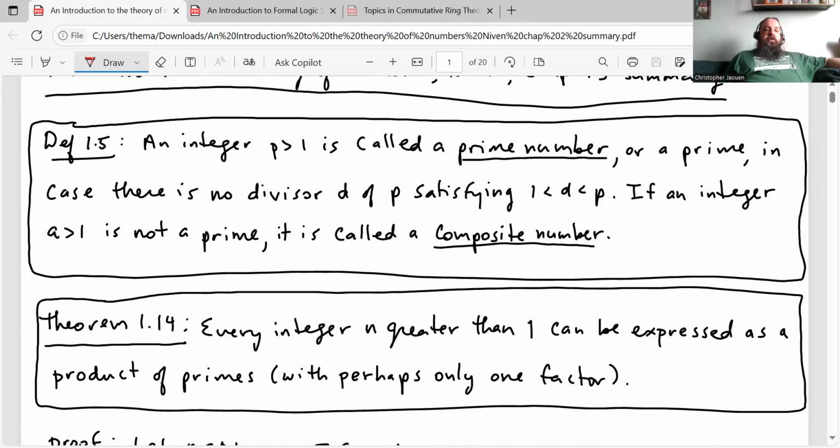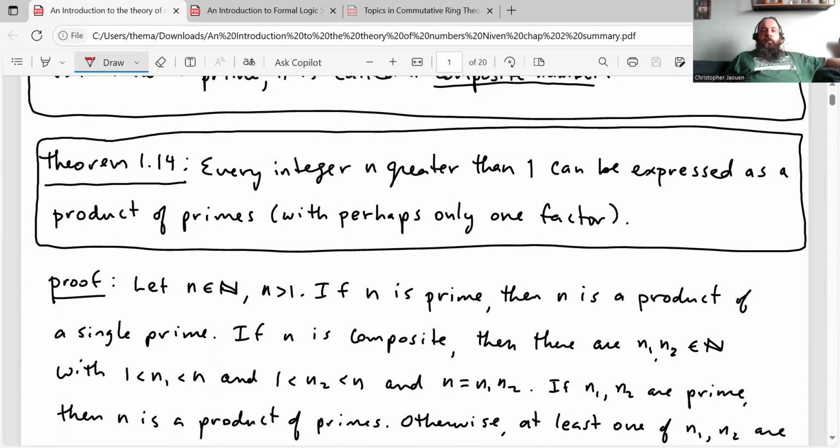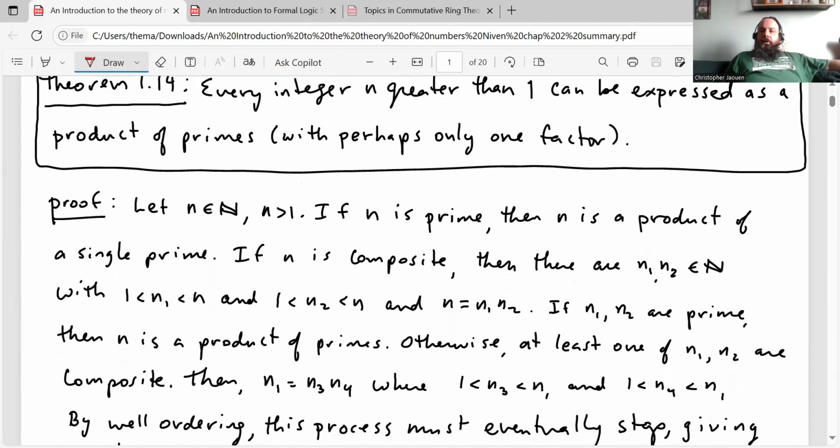And then we jump right away into our first theorem for section 1.3, which is theorem 1.14. Every integer n greater than 1 can be expressed as a product of primes, with perhaps only one factor if it's prime itself. Okay, so here's my proof.